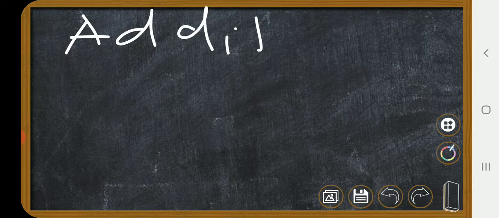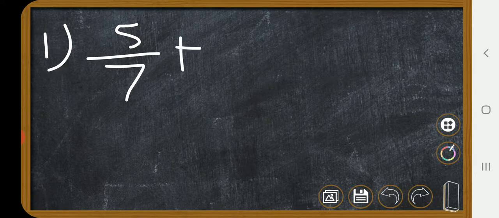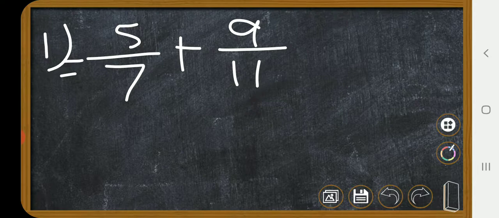Now today we are going to learn addition of rational numbers. Addition first. Let us take one example: 5 upon 7 plus 9 upon 11. We have to learn addition of the rational numbers.